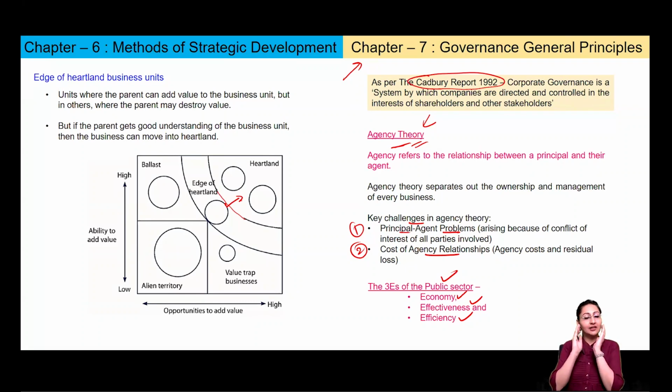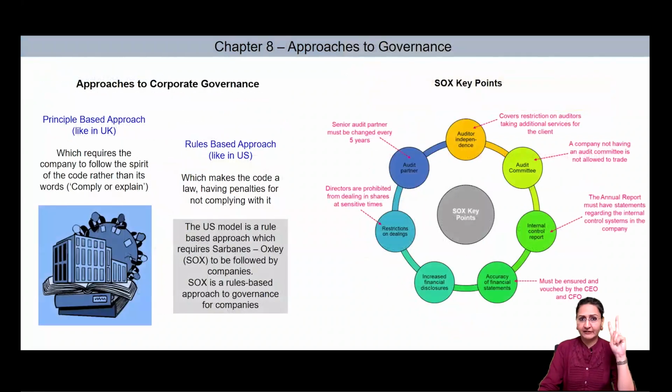Effectiveness is related to output. Efficiency is related to input. Efficiency relates to how well the operations and resources are being used. Effectiveness is about the output, whatever the output is, it is able to meet the purpose with which it was created. Okay, so 3 E's of public sector: economy, effectiveness, and efficiency.